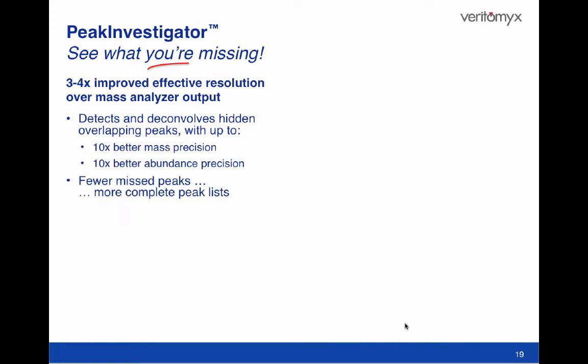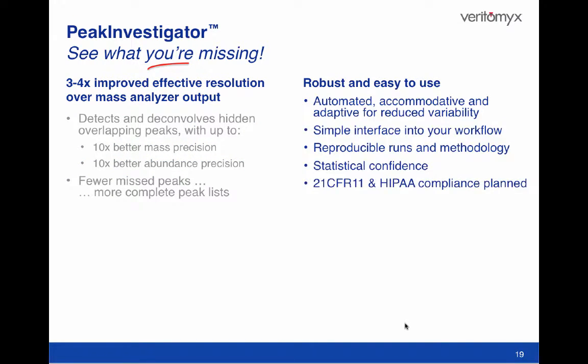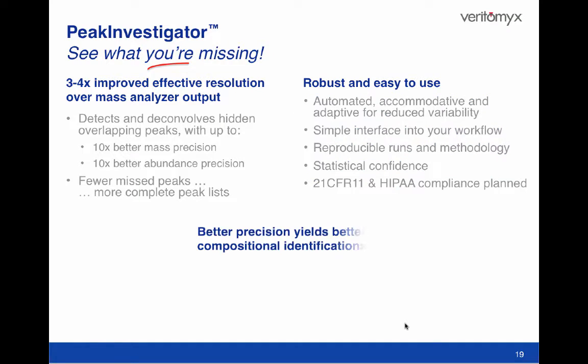In summary, PeakInvestigator triples the effective resolution of virtually any mass analyzer, or better, revealing hidden peaks with greatly improved mass and abundance precision, and delivering more complete peak lists. With automatic instrument accommodation and elimination of manual settings, it is particularly robust and easy to use. It generates reproducible results with statistical confidence, and it's an ideal fit for regulated workflows.